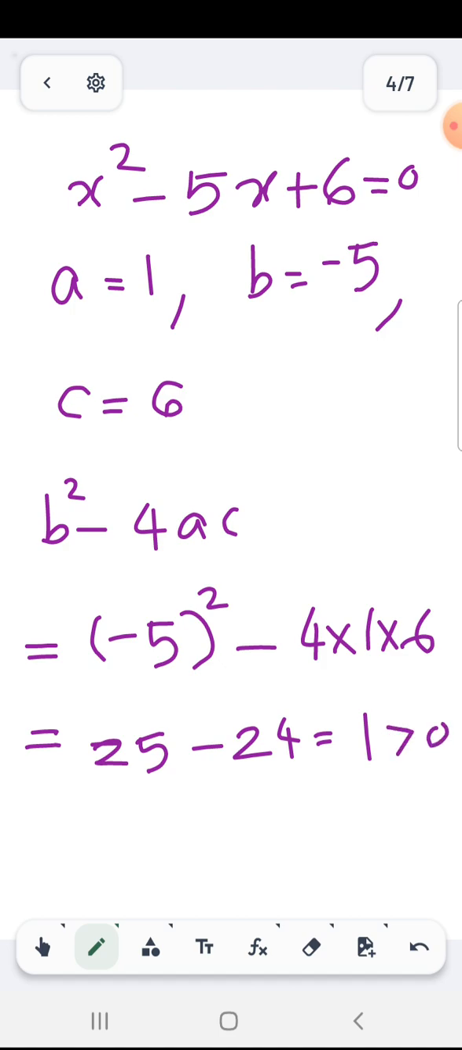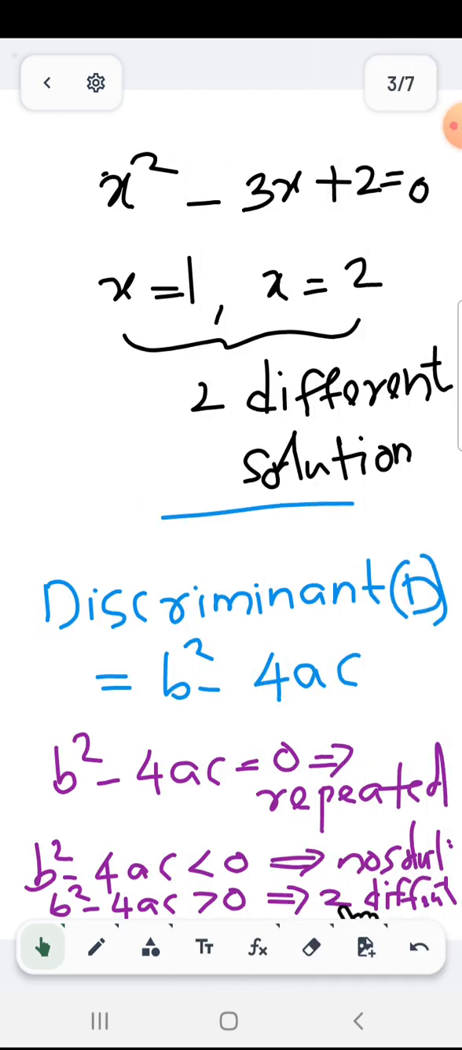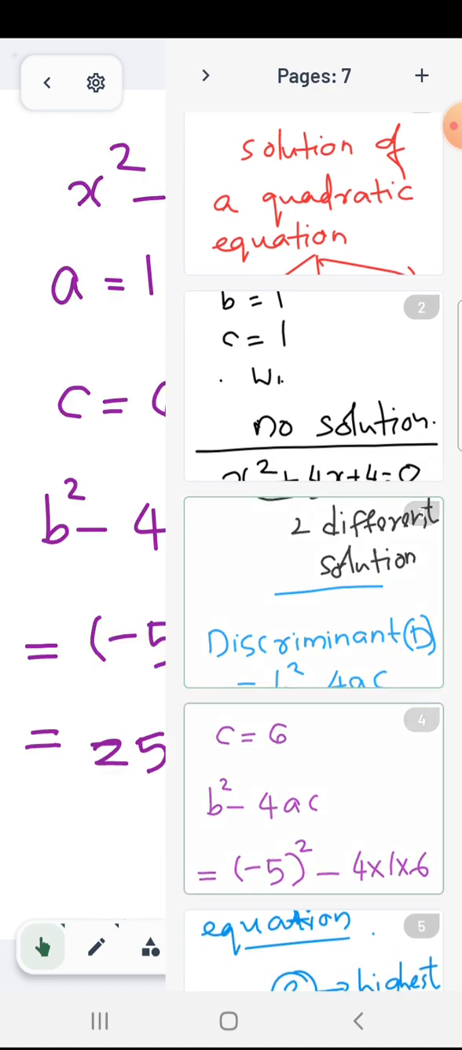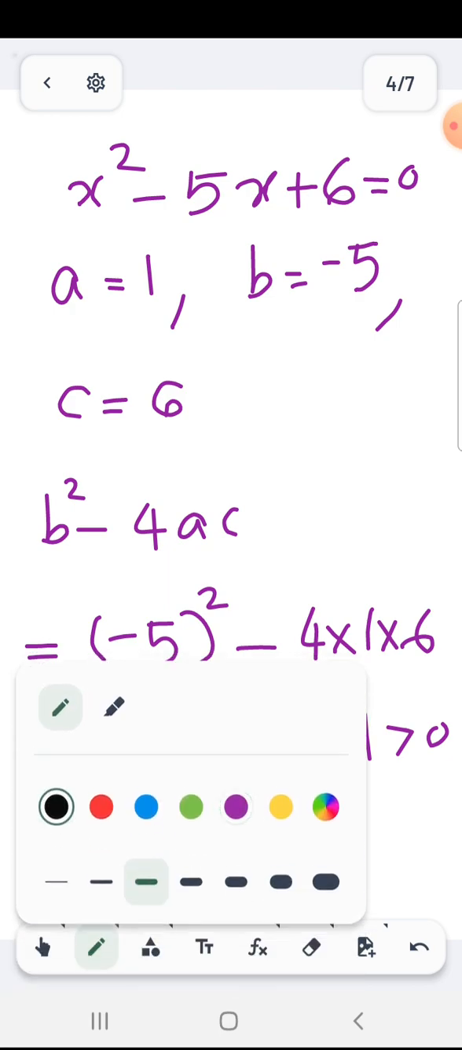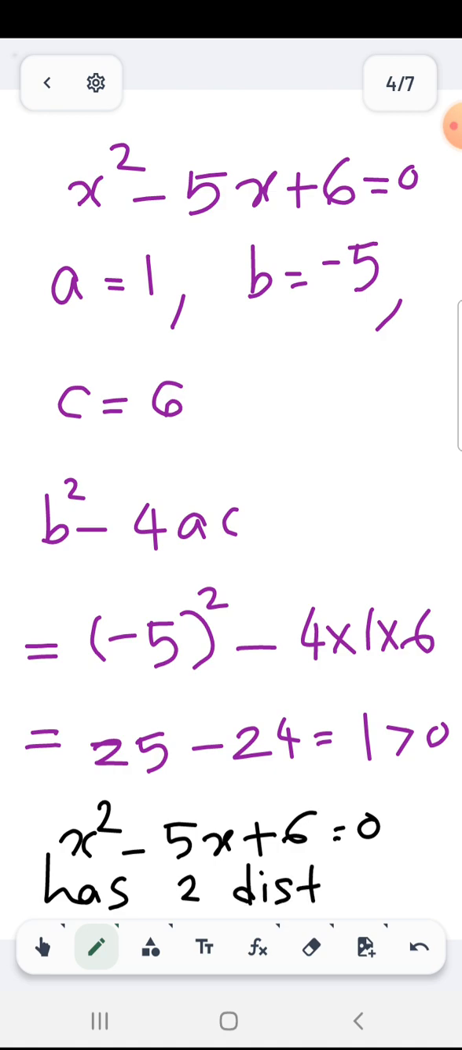If the answer of b square minus 4ac is a positive number, the condition says there will be two different solutions. So we write the answer. This quadratic equation, that is x square minus 5x plus 6 equal to 0, has two different solutions, or we say two distinct solutions. Different is the same as distinct. So two distinct solutions will be there for this equation.